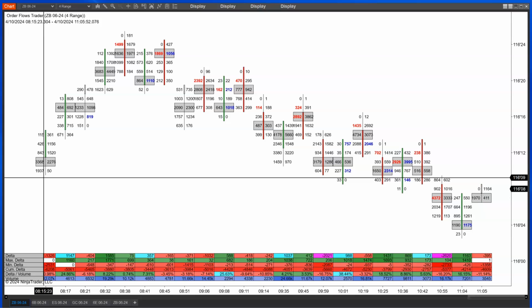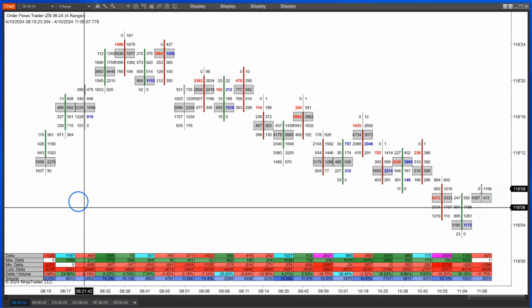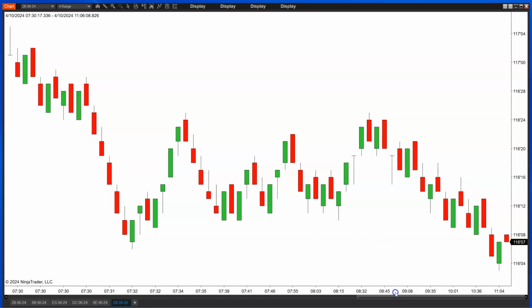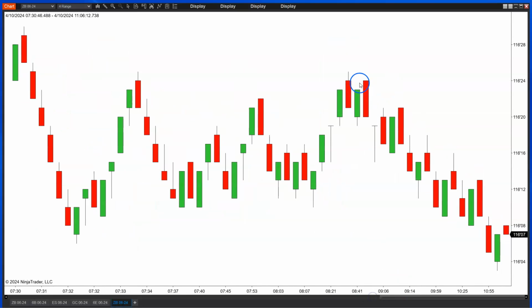So, trap traders, okay? It refers to traders who have entered positions at unfavorable price levels and are essentially trapped in losing positions. And sometimes you could see them at reversal points, okay? And this is bonds, a four-range chart. I like looking at bonds on a four-range chart and just looking at this move here, right? Let me get the crosshairs up here.